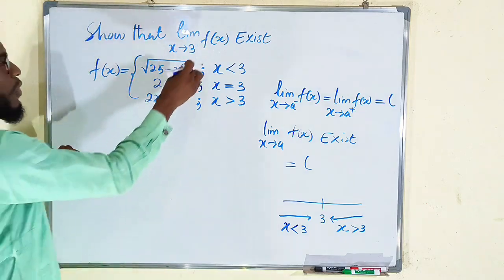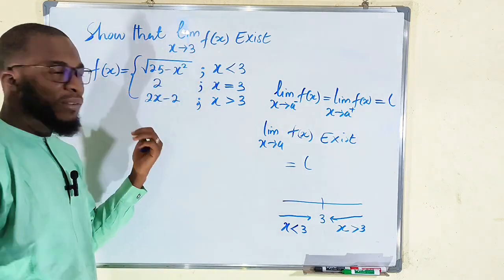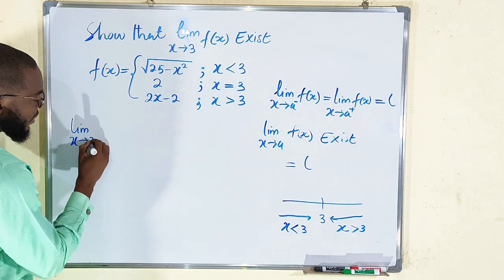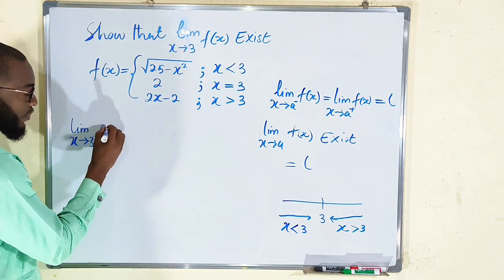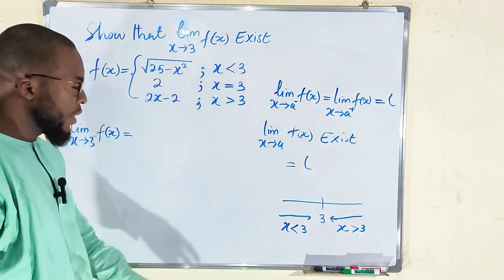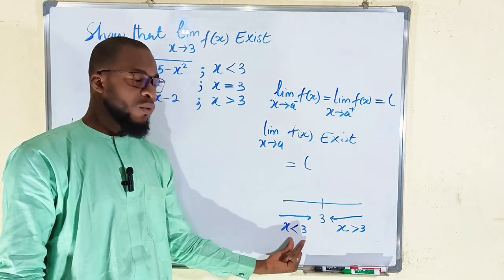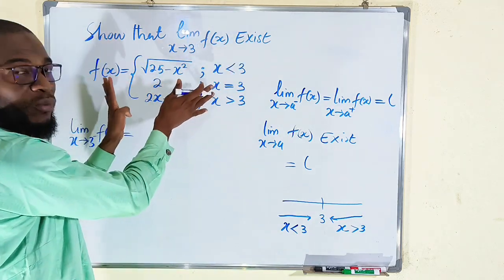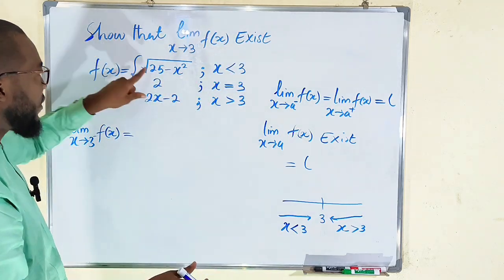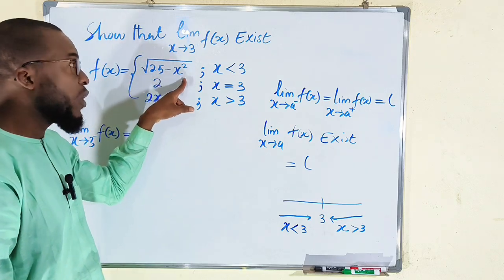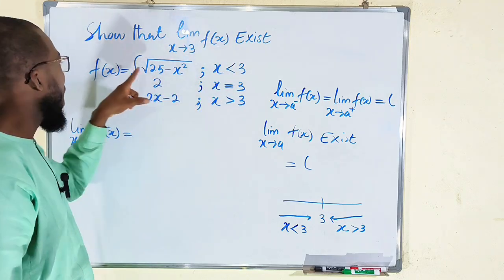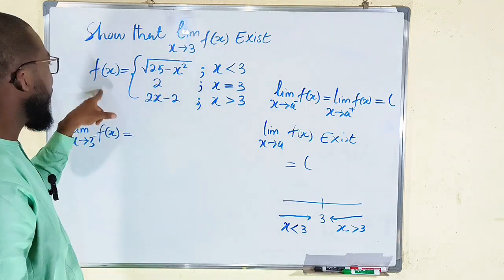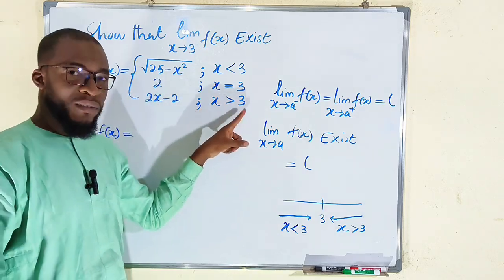Okay, now let us evaluate the limit as x approaches 3 from the left hand side. The limit as x approaches 3 from the left hand side of the function f of x equals, since we are approaching from the left hand side, we know that values must be less than 3. Then you look at this condition. This is a piecewise function. The function is equal to the square root of 25 minus x squared when x is less than 3, and the function is equal to 2 exactly where x is equal to 3, and the function is 2x minus 2 when x is greater than 3.